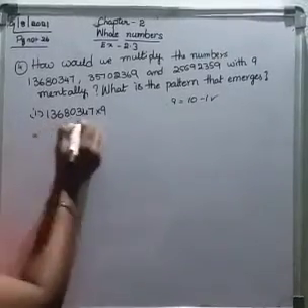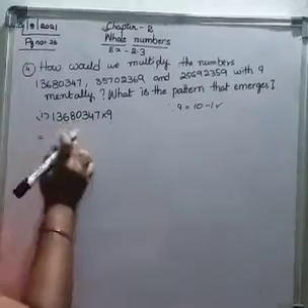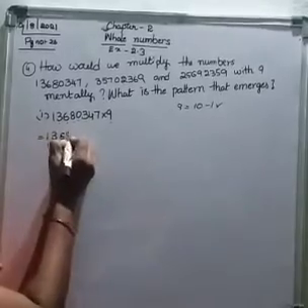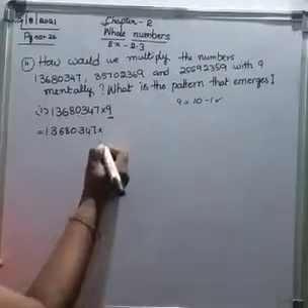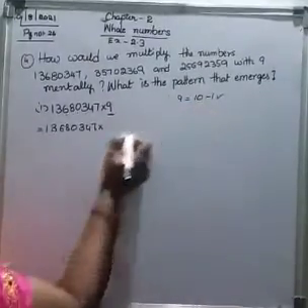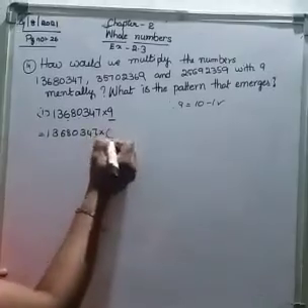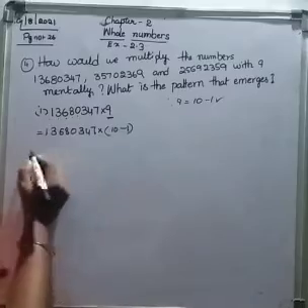Look here children: ones, tens, hundreds, thousands, 10,000s, lakhs, 10 lakhs, crore. Look at this number, 13680347. In the place of 9 we have to substitute 10 minus 1, because 9 equals 10 minus 1. So 10 minus 1, right?